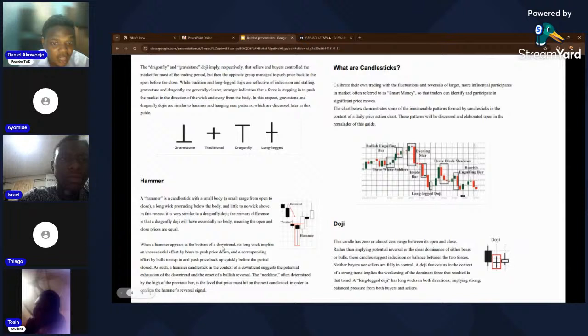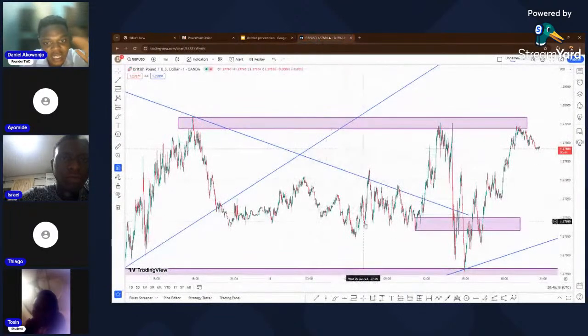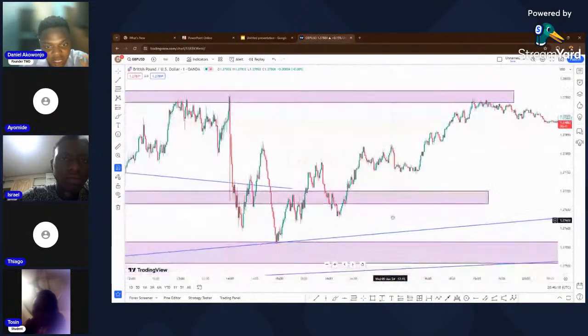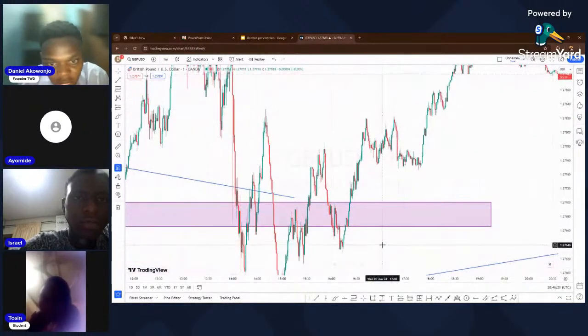So yeah, now this hammer actually shows itself in what? Imagine in a downtrend, okay? Now price is coming down, the price is about to move up. Price is about to go into an uptrend. Then this hammer can easily appear underneath that point.